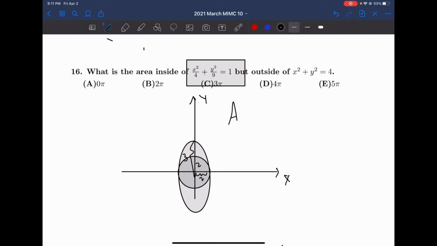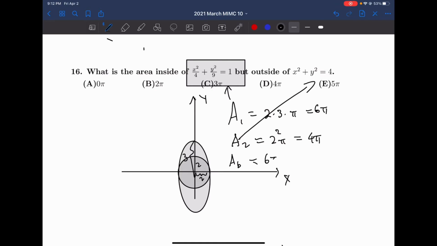The area of the ellipse would be 2 times 3 times pi, or 6 pi, and the area of the circle is 2 squared pi, or pi r squared, or 4 pi. So because the ellipse fully contains the circle, the area in between would be 6 pi minus 4 pi, or 2 pi. Pretty straightforward question.